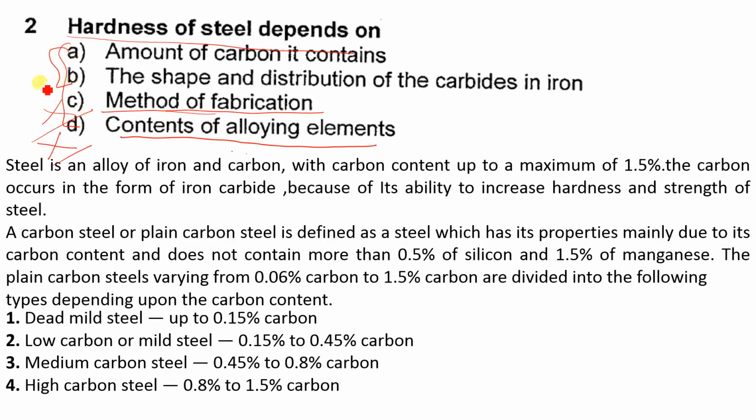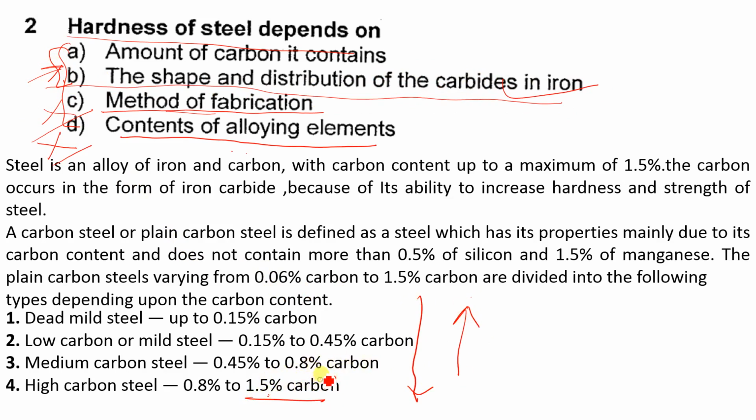There are two options, more or less they affect. Which one affects the most? The shape and distribution of the carbides in iron. This is the right answer, D. How? If we increase the carbon content, the hardness of steel increases. But if it increases above 1.5%, it comes into the category of cast iron. So we cannot increase the carbon percentage in steel at this time.